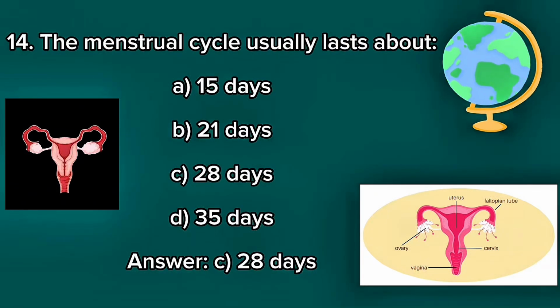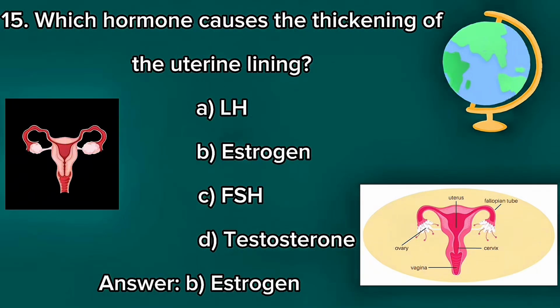The menstrual cycle usually lasts about A. 15 days, B. 21 days, C. 28 days, D. 35 days. Answer, C. 28 days. 15. Which hormone causes the thickening of the uterine lining? A. LH, B. Estrogen, C. FSH, D. Testosterone. Answer, B.